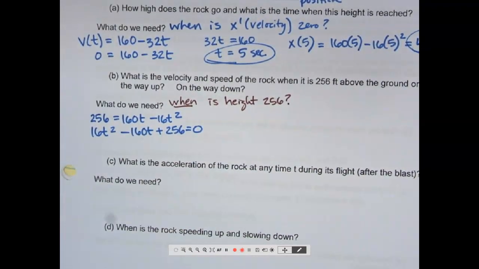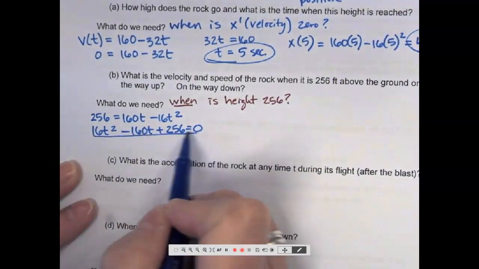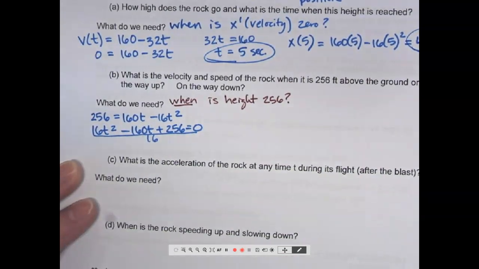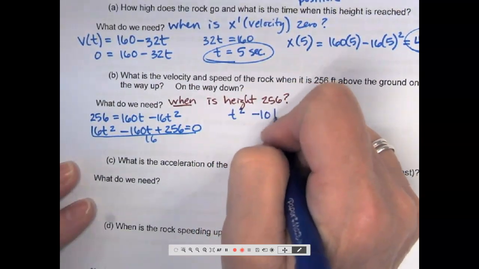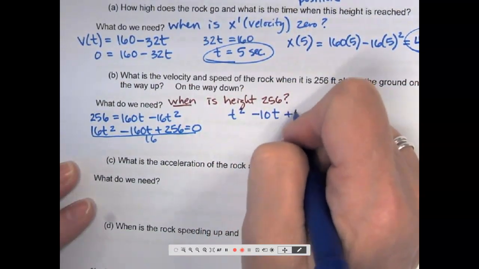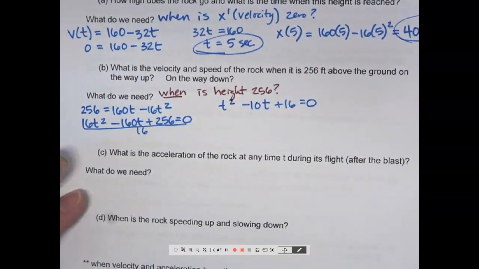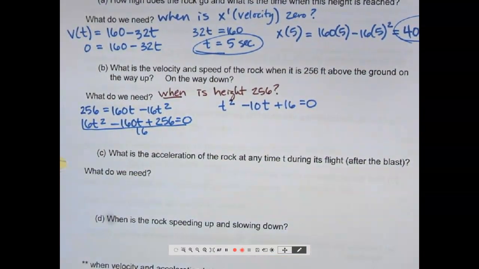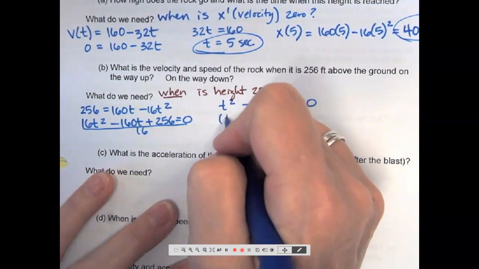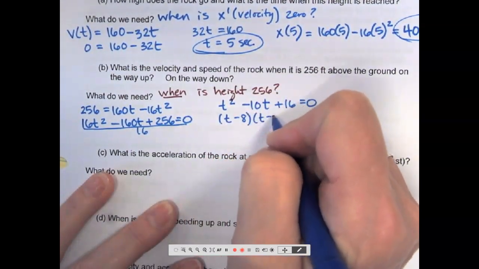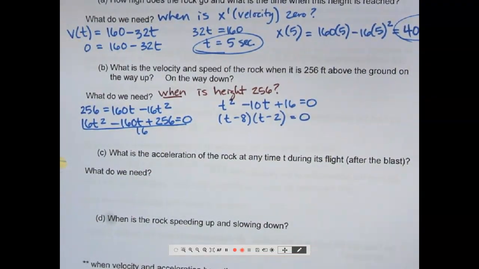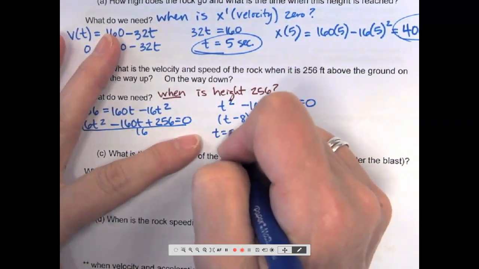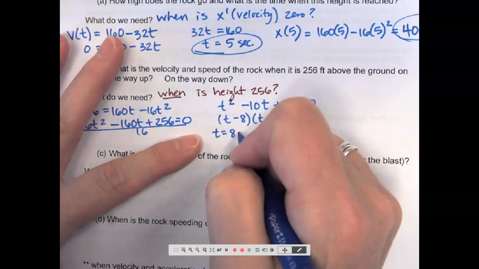Is there a number that will divide into all of those? Yes. Oh, we're so lucky. Okay. I'm going to divide everything by 16. And that will become t squared minus 10t plus 16 equals 0. Oh, does it factor? 8 and 2, right? And we should expect to be getting 2 positive numbers for t. So t is 8 and t is 2.